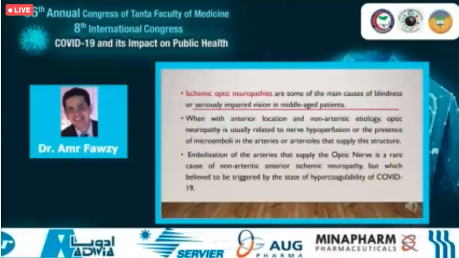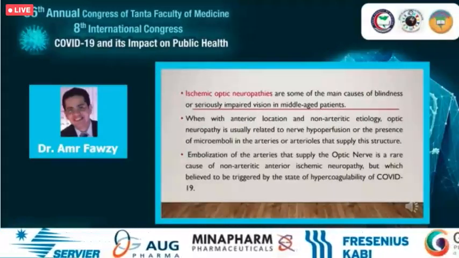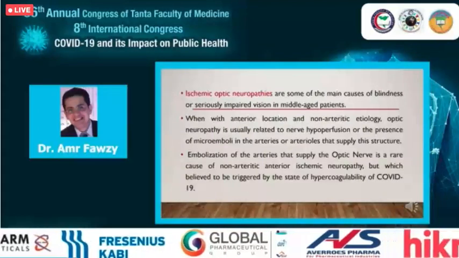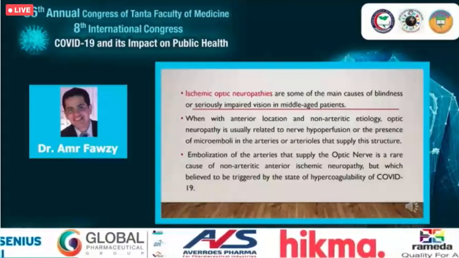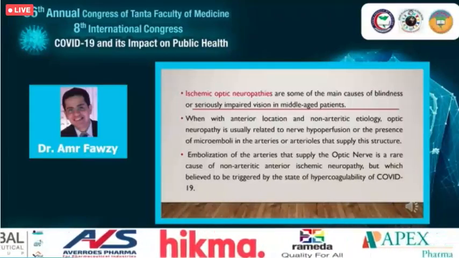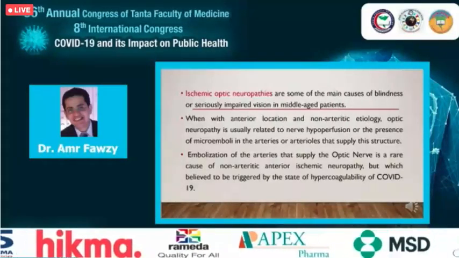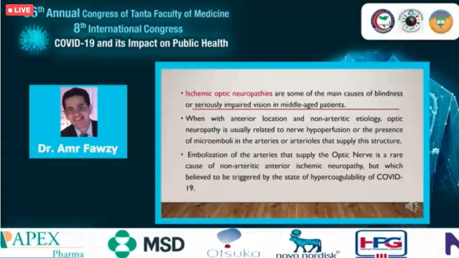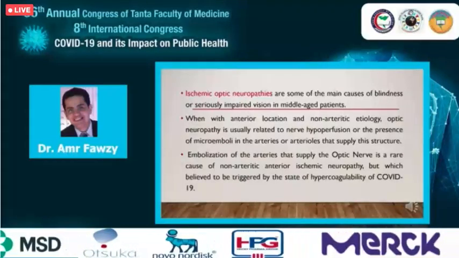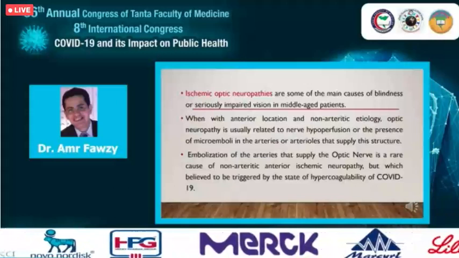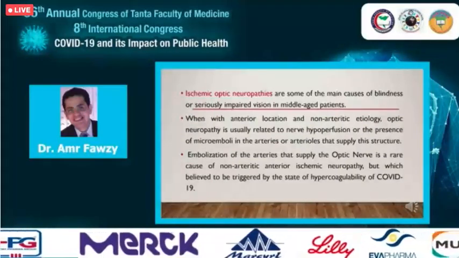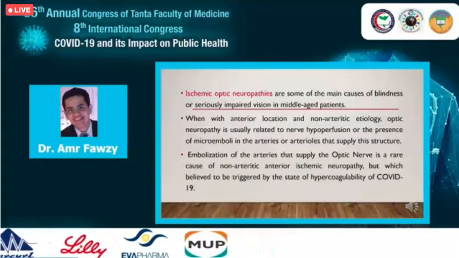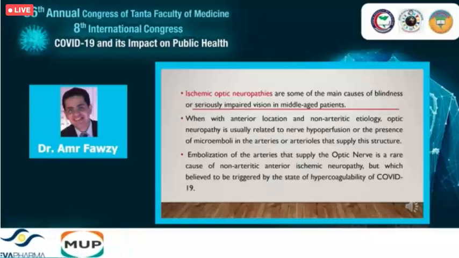So, in this pathogenesis, we have two ways: either ischemic optic neuritis during the acute attack of coronavirus disease, or inflammatory type of optic neuritis during the acute phase of the coronavirus disease. The ischemic optic neuropathies are some of the main causes of blindness or seriously impaired vision in middle-aged patients, when the location is anterior and the etiology non-arteritic.